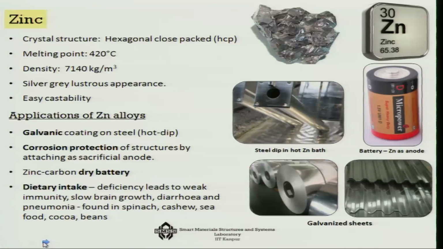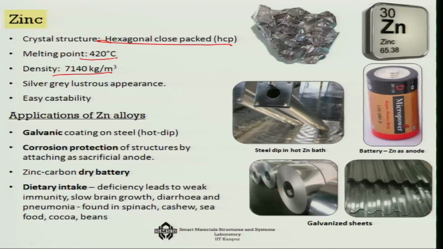The next is zinc. Now, zinc shares one commonality with titanium, that this is also hexagonally close packed, HCP, but its density is very high. See, we are suddenly now jumping from a low density to a reasonably high, very close to iron, 7140. Melting point is also not very high, 420 degrees centigrade. It has a silvery grey lustrous appearance and easy castability.